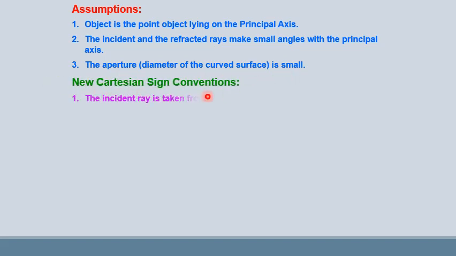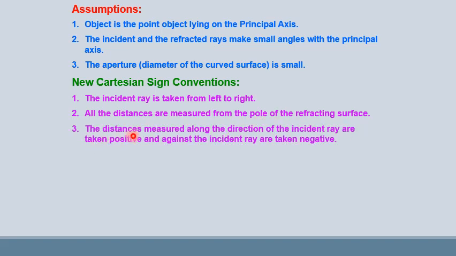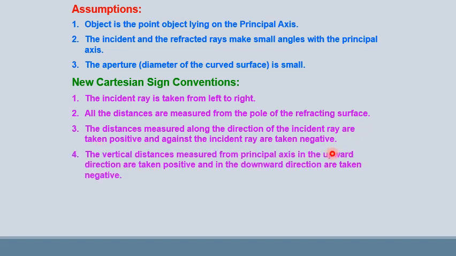New Cartesian sign conventions. The incident ray is taken from left to right. All the distances are measured from the pole of the refracting surface. The distances measured along the direction of the incident ray are taken positive and against the incident ray are taken negative. The vertical distances measured from the principal axis in the upward direction are taken positive and in the downward direction are taken negative.